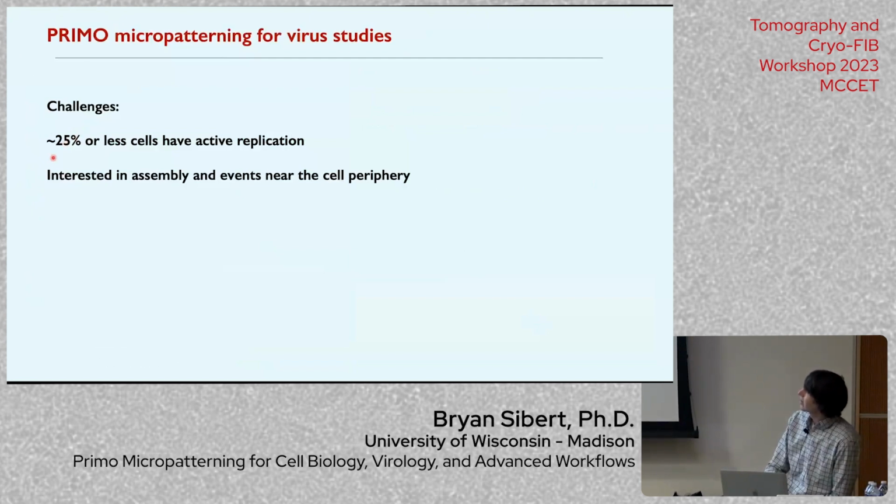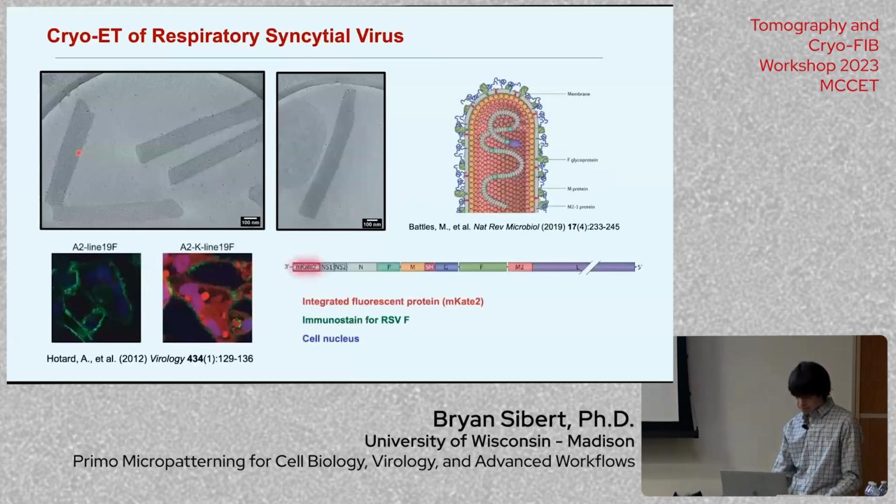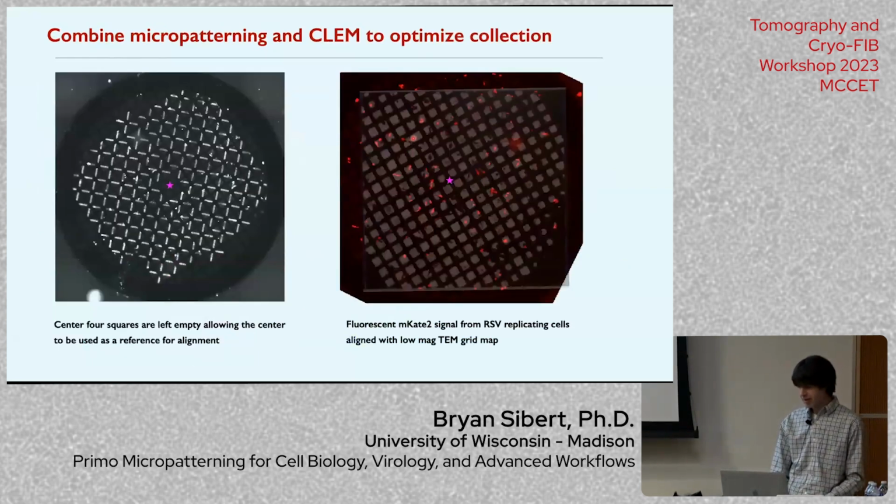One of our challenges with our virus studies is that, depending on the virus or mutant we're looking at, a very small percentage of our cells might be infected, and we don't want that small percentage of cells to be on the grid bar. Fortunately, in our RSV system, which you've had some introduction to from Jay and Junlong the past 2 days, infected cells can be red. That allows us to localize them using CLEM.